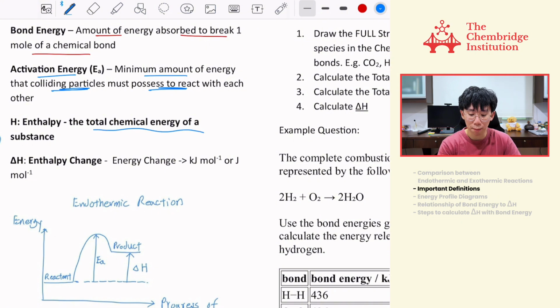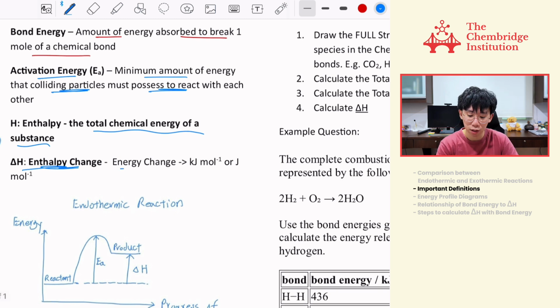Then we have enthalpy. Enthalpy is just the total chemical energy of a substance. And with that, this term that you're going to see a lot of in this topic is called enthalpy change. Enthalpy change, in other words, is just the energy change in a whole reaction. This is usually presented in kilojoules per mole or joules per mole.